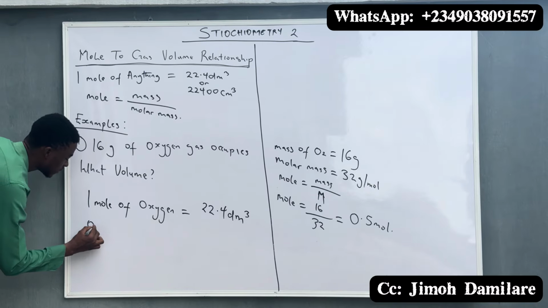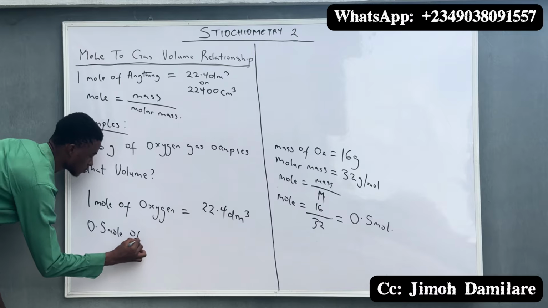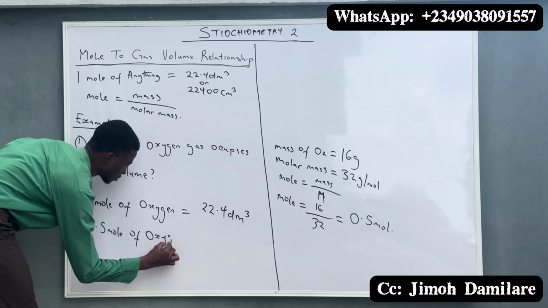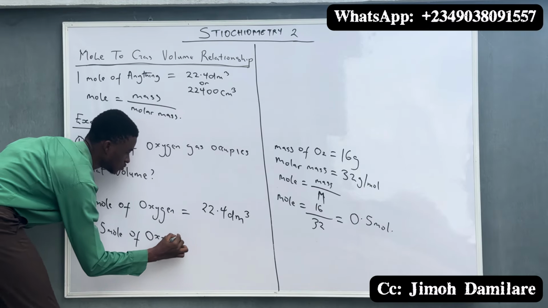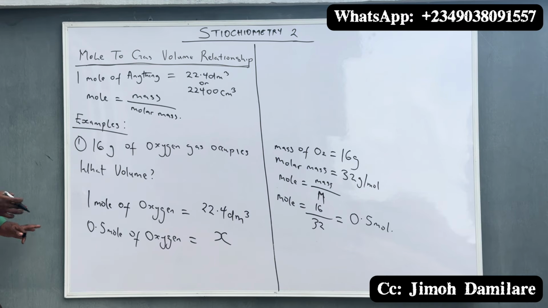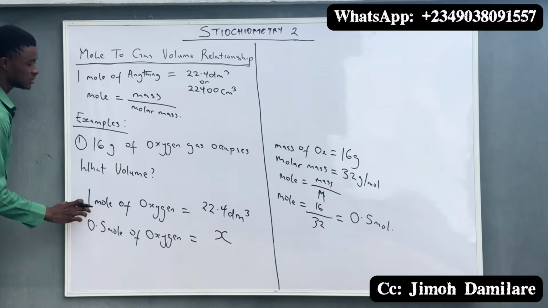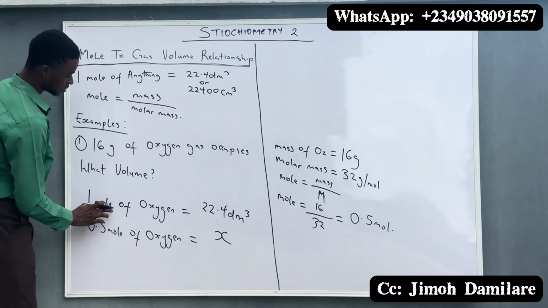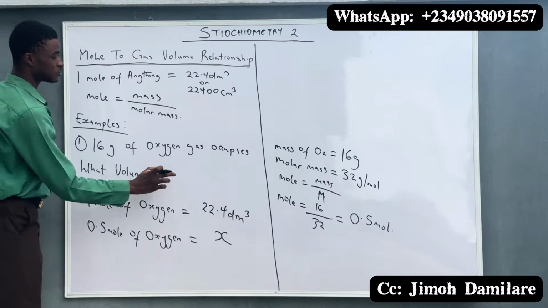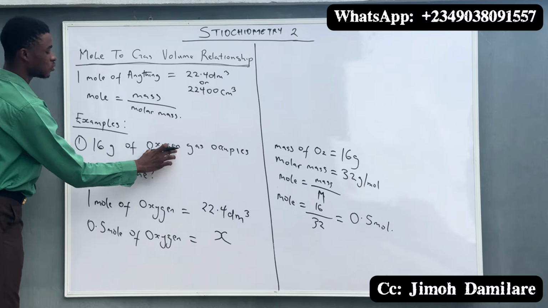So we can now see 0.5 mole of oxygen will be equal to, we don't know the volume that it occupies. So you can see the importance of this: mole equal to mass over molar mass. We cannot put 16 gram in this case because this is in mole. So we have to convert the 16 gram to mole by using this formula and knowing the molar mass of the compound or the molecule we are working with.